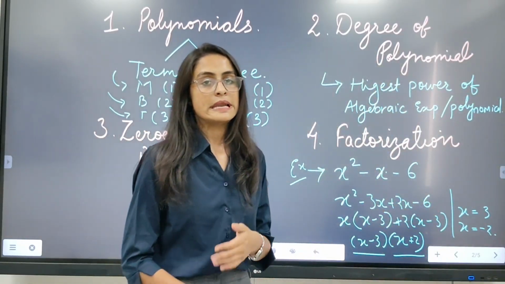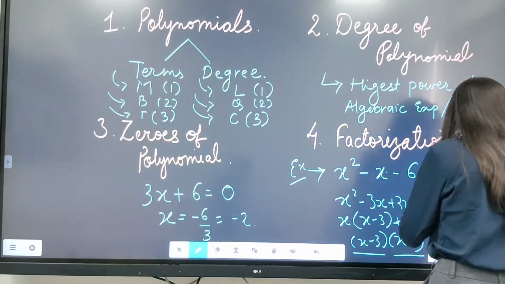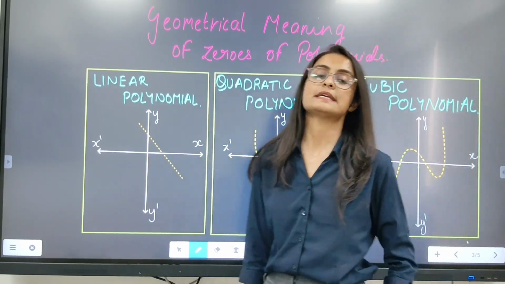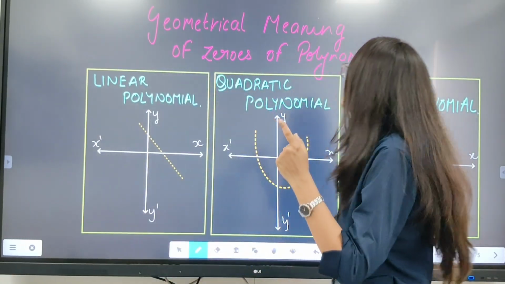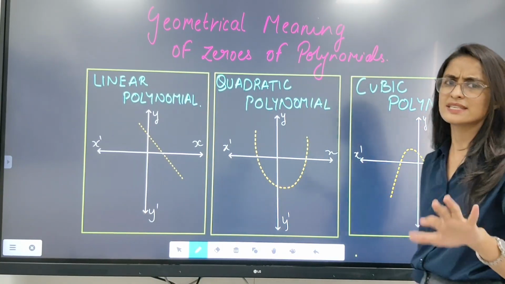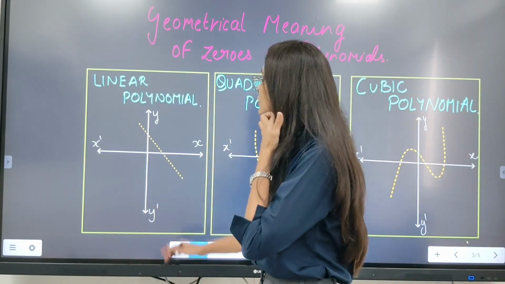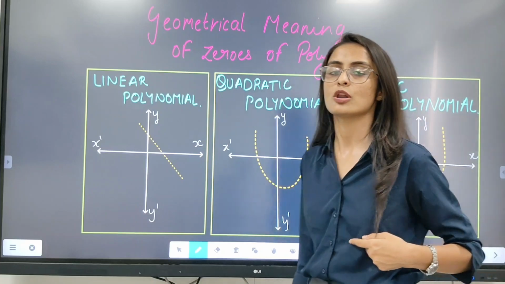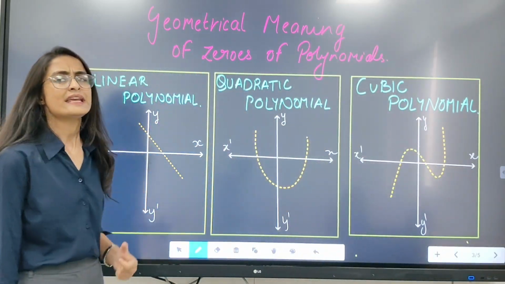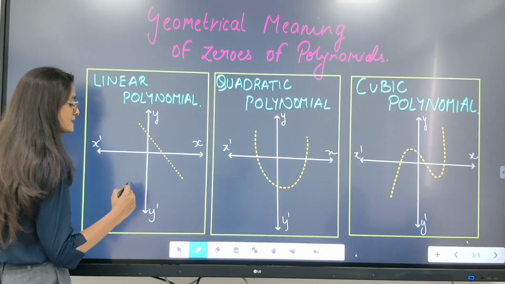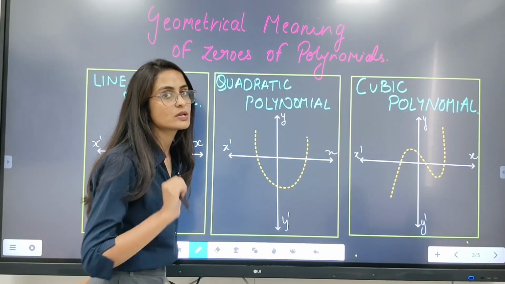Okay, so now let us see our next topic. Here we will be seeing the geometrical representation of zeros of the polynomial. We can see geometrical meaning as well. Now the very first polynomial is linear polynomial. What do we understand by linear polynomial? If a polynomial has the power of the variable equals to 1.